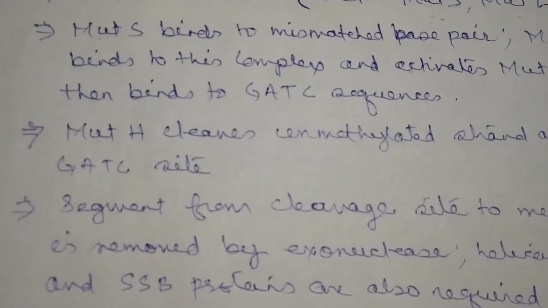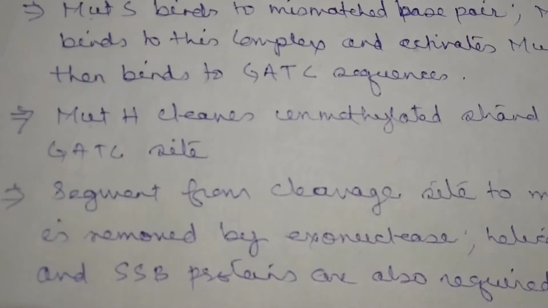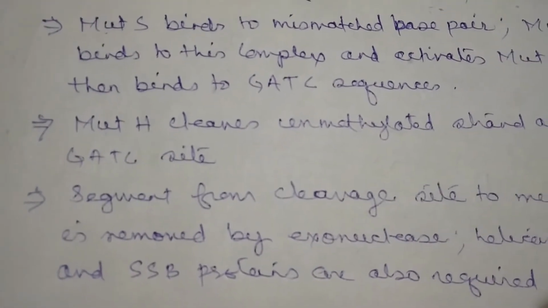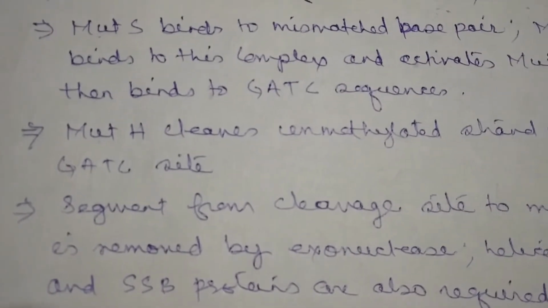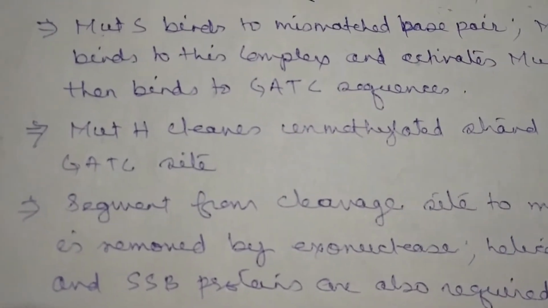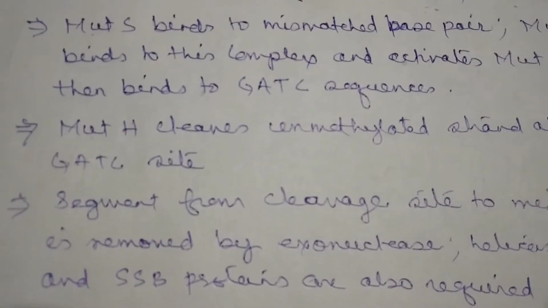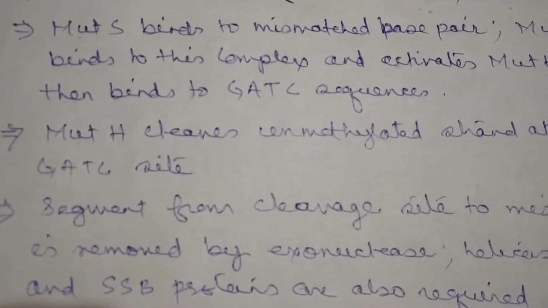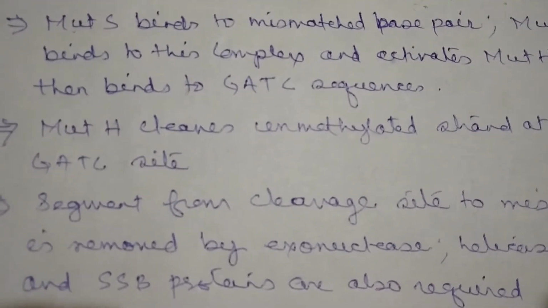Now the segment from the cleavage site to the mismatch is removed by exonuclease. That whole segment has to be removed because it is a mismatch. So this is removed by an enzyme called exonuclease. There are two types of enzymes, exonuclease and endonuclease. Exonucleases cut DNA from one end, and endonucleases are those which cut DNA in between.